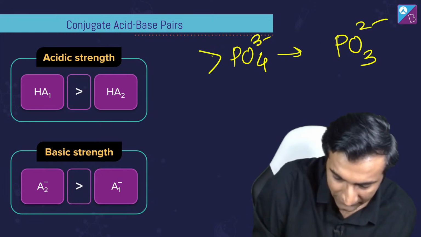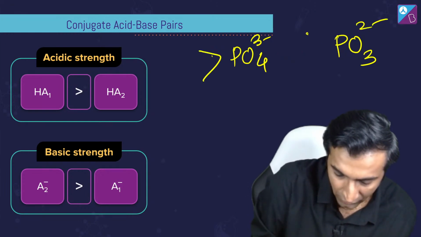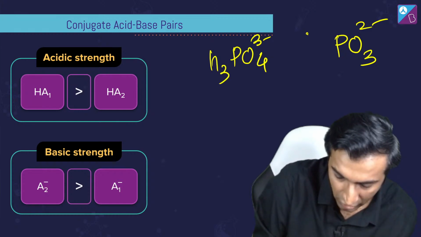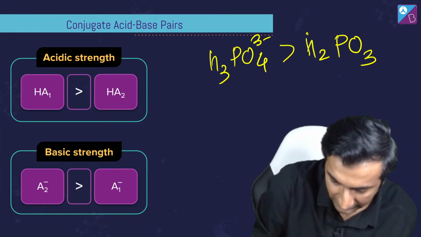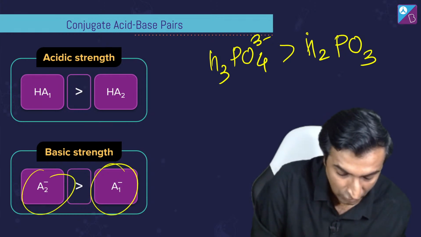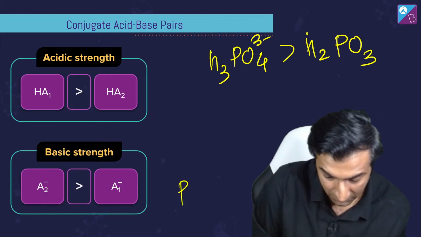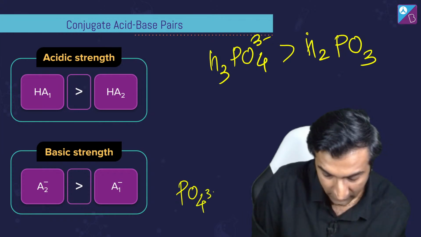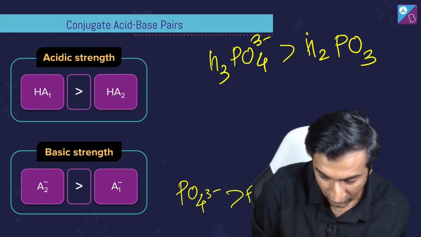So out of these, this is going to be stronger than this. ठीक है? That's what I'm trying to say. H3PO4 is going to be stronger than H2PO3. ठीक है? That's what this Ha1 Ha2 means. Similarly, A2 minus is going to be stronger than A1 minus. मतलब कि PO4 3 minus will going to be stronger than PO3 2 minus.